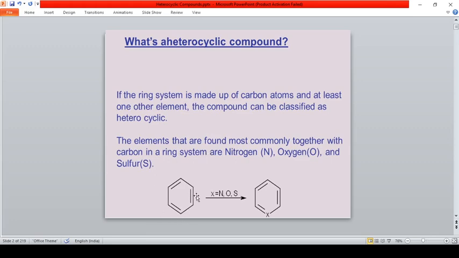So here we have examples of both carbocyclic compounds as well as heterocyclic compounds. This is benzene. In the benzene structure, we have 6 carbon atoms present. Only the carbon atoms form the ring structure, so it is a carbocyclic compound. Here we have one heteroatom, that is X. It can be nitrogen, oxygen, sulfur, or phosphorus. So this compound comes into the category of heterocyclic compounds. Alright.